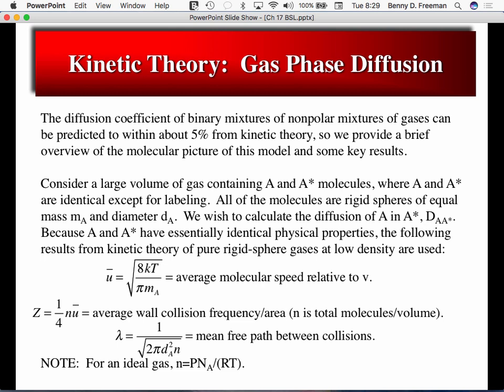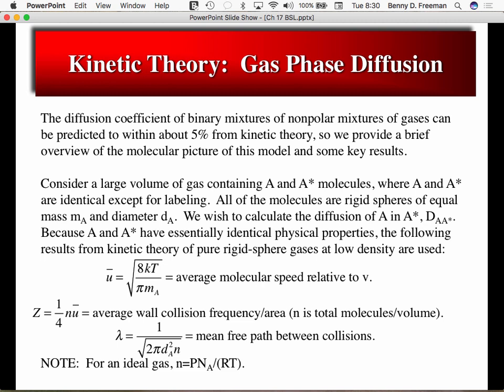The diffusion coefficients of binary mixtures of nonpolar gases can be predicted to within about 5% from just simple basic kinetic theory. And I'll go over this just briefly. I'm not going to belabor it, because I'm much more interested in teaching you how to solve problems, and the strategies behind that.